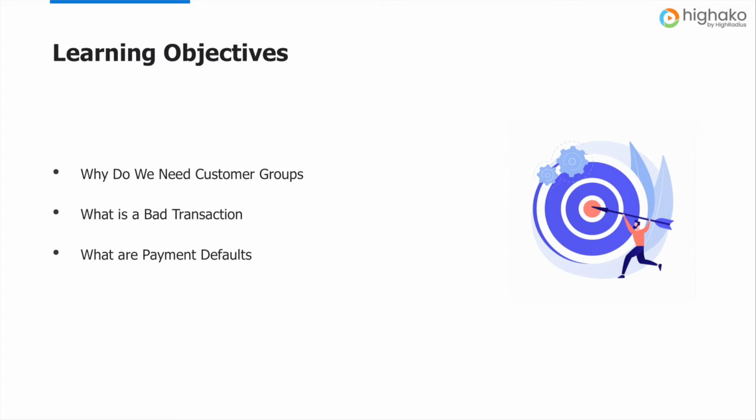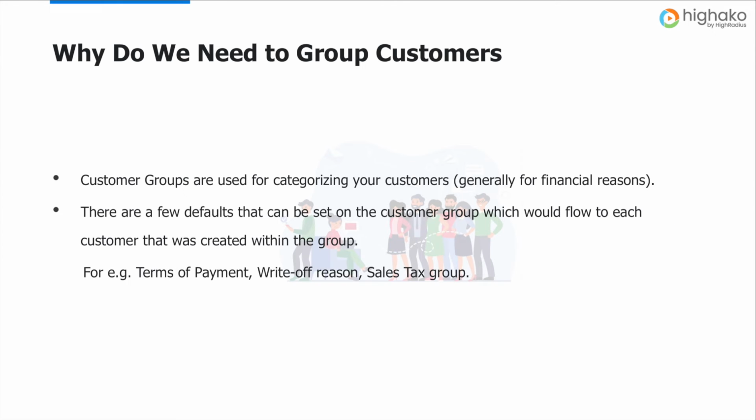Here, we're going to discuss why we need to group our customers and what are bad transaction and payment defaults. First, let's understand why we need to group our customers into payment segments. Customer groups, in most cases, are used to financially categorize your customers. Sometimes, they can also be used as filters in AR and sales reporting. There are few defaults like terms of payment or write-off reasons that can be set on the customer group. These defaults then will be applied to each of your customers within that group.